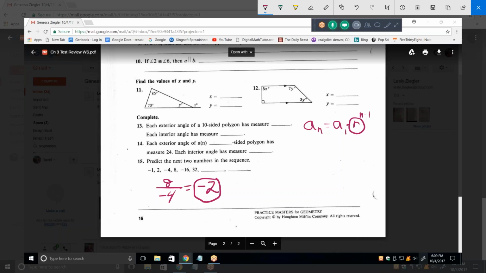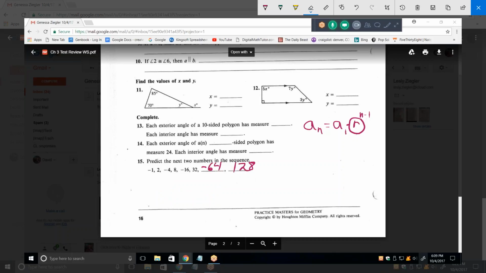Minus 2 times 32, so negative 64. Yeah, in other words, that's what r is. r is the common multiplier. So what's the next term after that? 128. Yeah, positive. And you'll notice that it goes negative, positive, because the common multiplier is a negative number. That's the way they all come out, is alternating series.